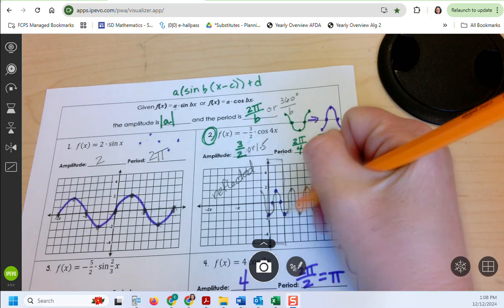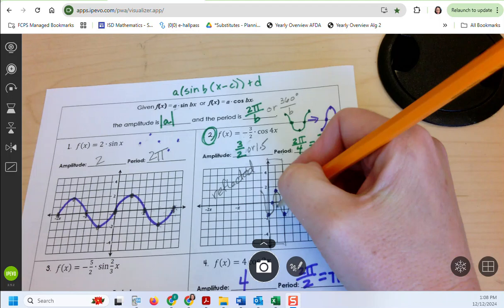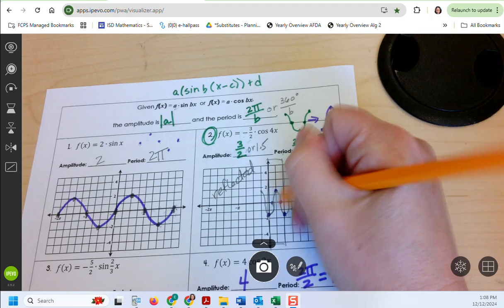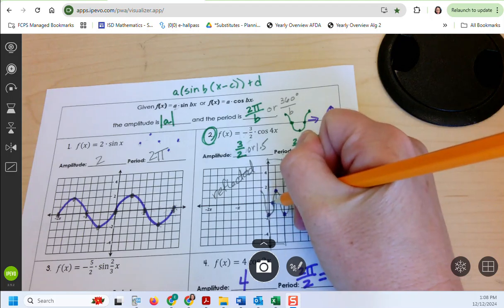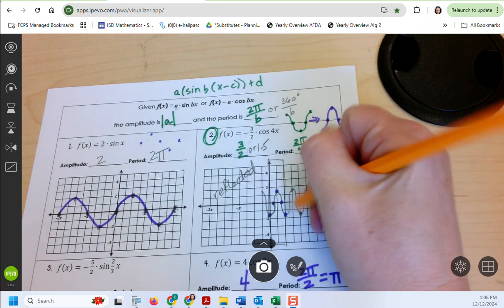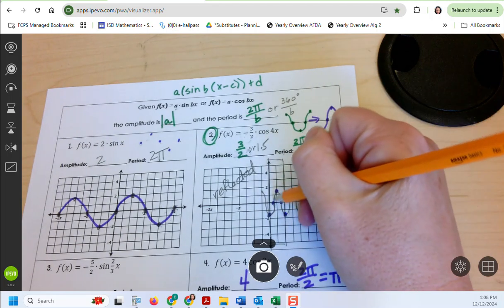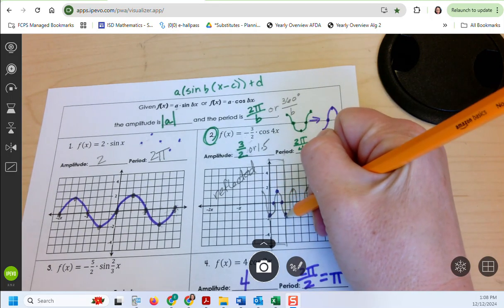Halfway between those two, I have my high point, and so I go up 1.5 from my midline. Then halfway between these two, you have a midline point and then another midline point halfway between these two. Now it looks like if you just look at the dots, you could see how you can connect them with straight lines, but you can't do that.